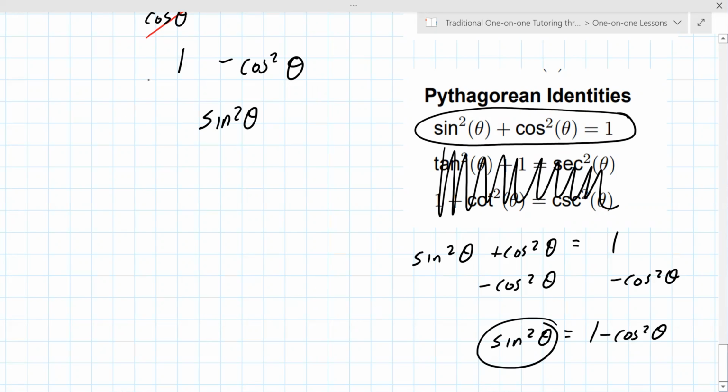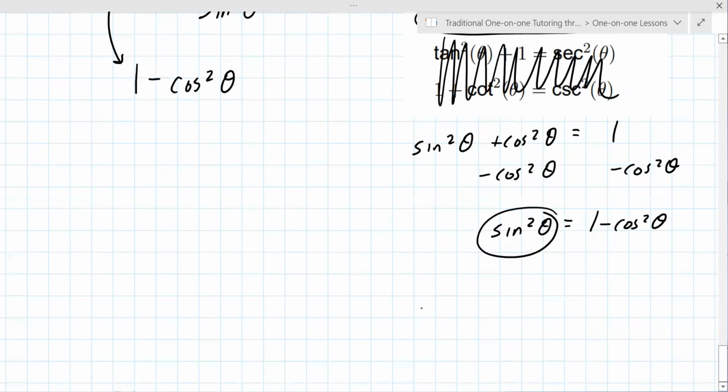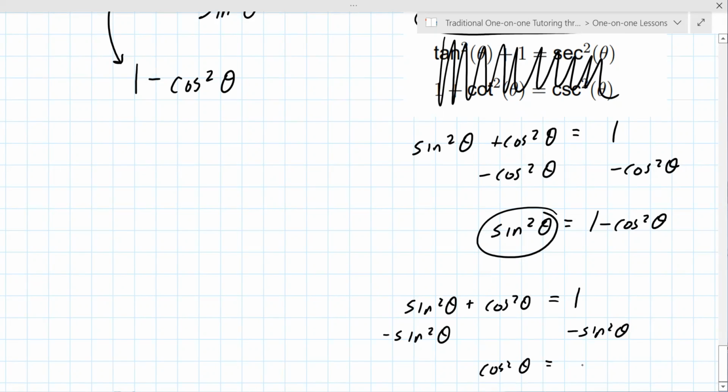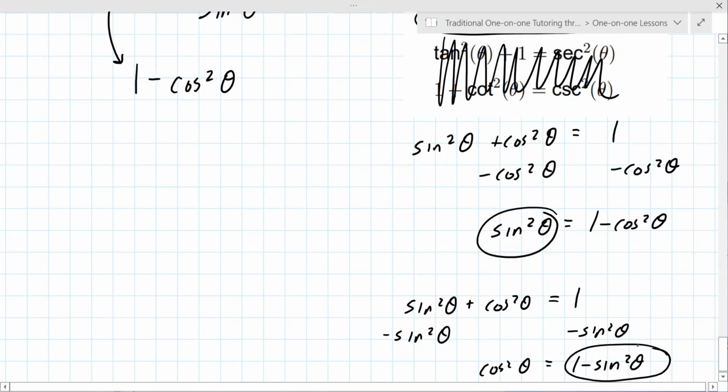Now, if you don't like that, maybe you don't like that. Let's say you go back to the Pythagorean identity, and instead you say, let me solve it for cosine squared theta. That means you subtract sine squared theta from both sides, so cosine squared theta is 1 minus sine squared theta. So we're going to replace cosine squared theta with 1 minus sine squared theta.